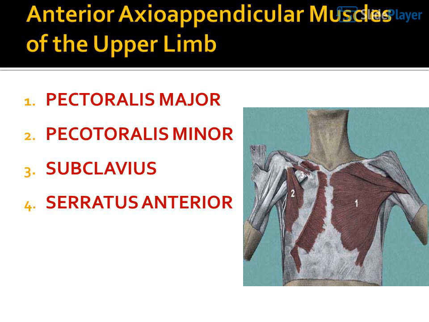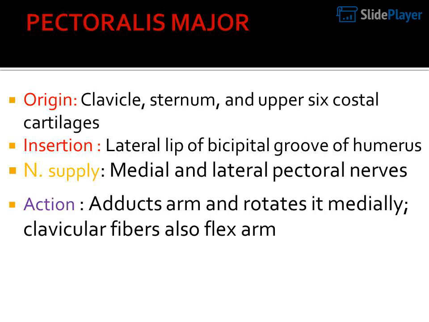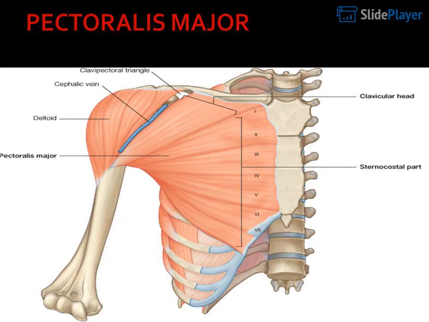Pectoralis major, pectoralis minor, subclavius, serratus anterior. Pectoralis major and supply, medial and lateral pectoral nerves. Origin, clavicle, sternum, and upper 6 costal cartilages. Insertion, lateral lip of bicipital groove of humerus. Nerve supply, medial and lateral pectoral nerves. Action, adducts arm and rotates it medially, clavicular fibers also flex arm.